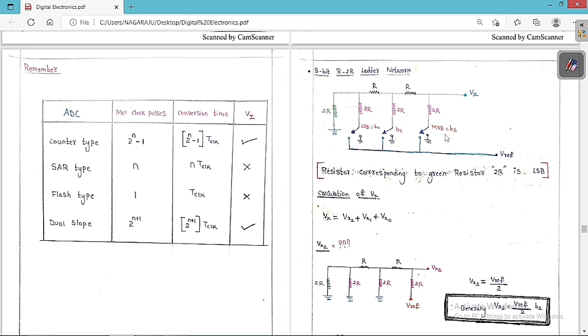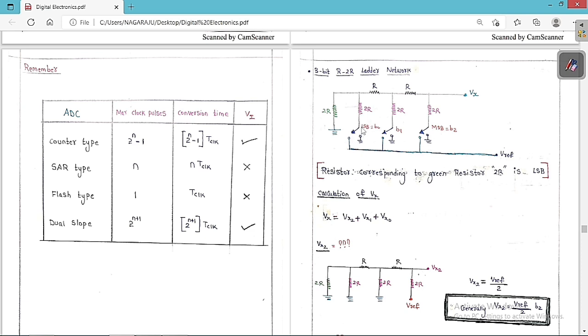This is a very important point that you always need to understand. I am going to tell you again. See, the switch corresponding to the green resistor is always the LSB. So this is called the LSB. Whatever the switch corresponding to this green resistor is always called the LSB and the farthest one is called the MSB. So now you can see clearly.